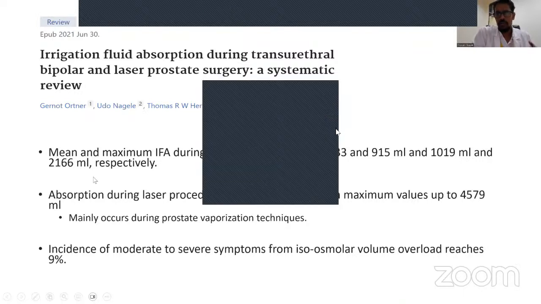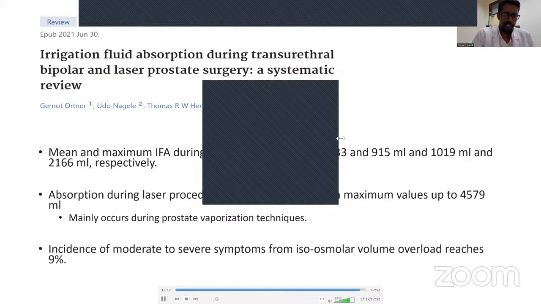With such a large amount of fluid absorbed, at least the hypervolemia component would still be there, even if you're using NS. That could lead to a TURP syndrome-like picture. They have also seen that during laser procedures, irrigation fluid absorption has reached up to about 4.5 liters, especially when you're using a laser vaporization procedure.